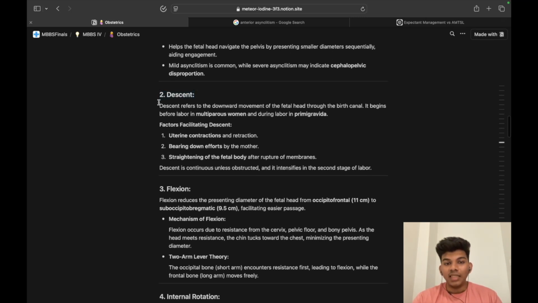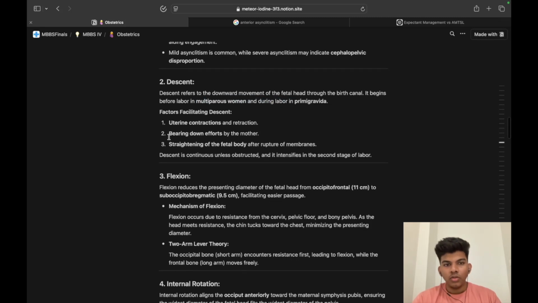Descent refers to the downward movement of the fetal head through the birth canal. It begins before labor in multiparous women and during labor in primigravida. Labor meaning the contractions. So what are the factors that lead to descent? Uterine contractions and retraction, bearing down efforts by the mother, and straightening of the fetal body after the rupture of membranes. All of these three things aid in the descent, meaning proper sliding down.